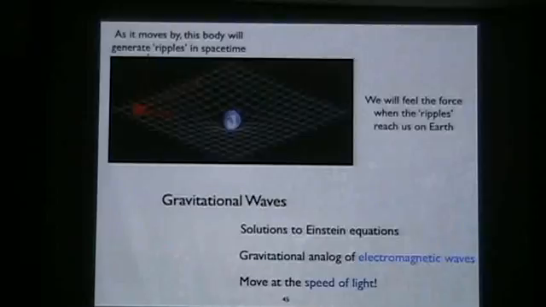They're also solutions to Einstein's equations. Even though Einstein's equations are very complicated, there are simple wave solutions. They're gravitational analogs of electromagnetic waves. And they move at the speed of light, so they carry the information about the new massive body to us.